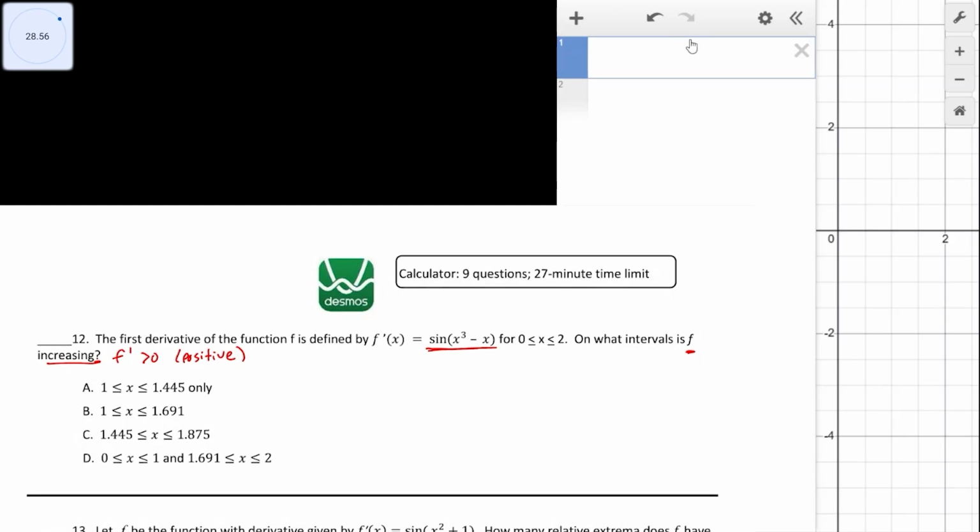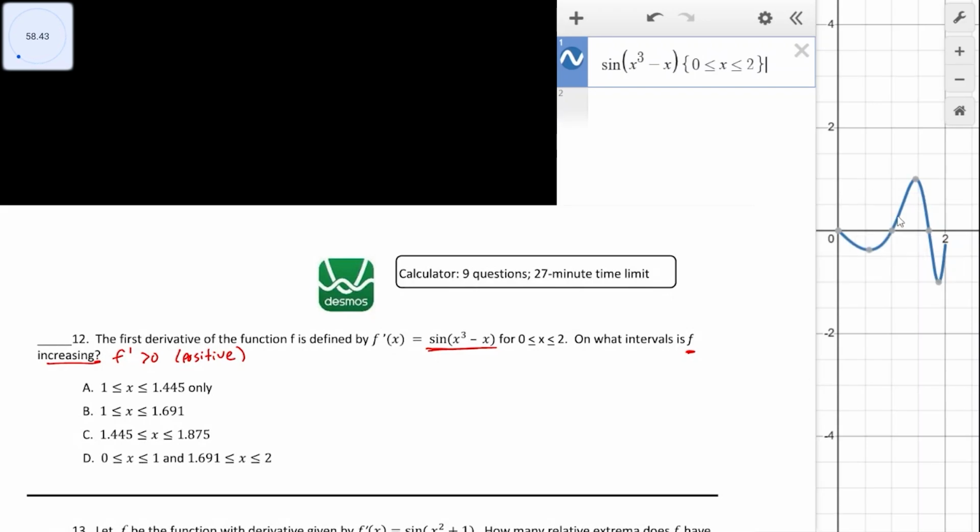So in Desmos, unfortunately, you can't type in a function like this. It's going to give you a little error message. You can't define f prime this way. So instead, what we're going to do is just type in sine of x cubed minus x. And we'll put on that little domain restriction so we can zero in on what we actually want to see, which are the x values between 0 and 2. And so we're going to see this little piece of the graph.